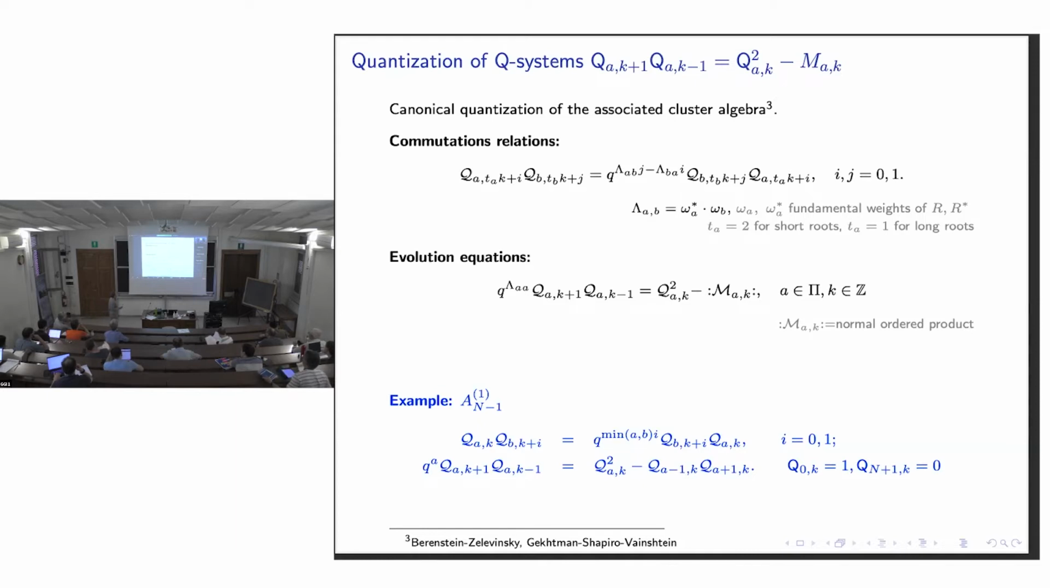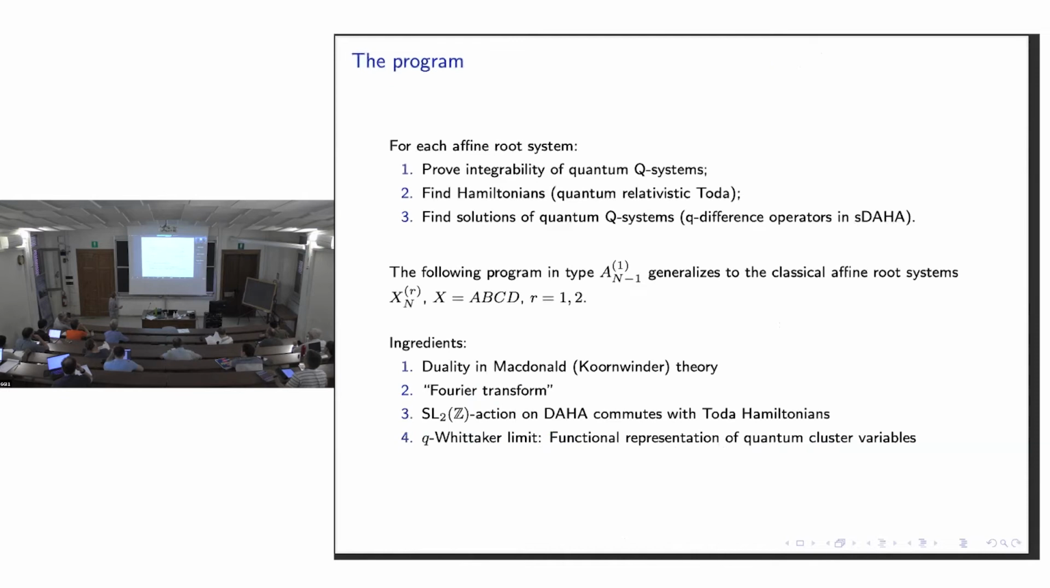Okay, so I've quantized my systems. And here's what I want to do. For each affine root system, I want to prove the integrability, find the Hamiltonians, and find the solutions of the quantum Q system in terms of Q difference operators. And they turn out to be in the representation of the spherical double affine Hecke algebras. So this program works for all the root systems that I showed you.